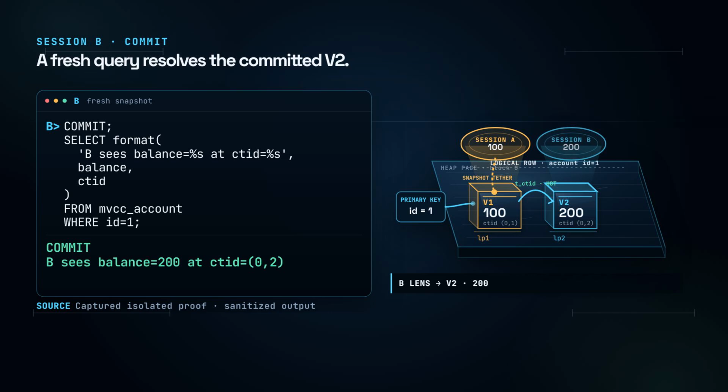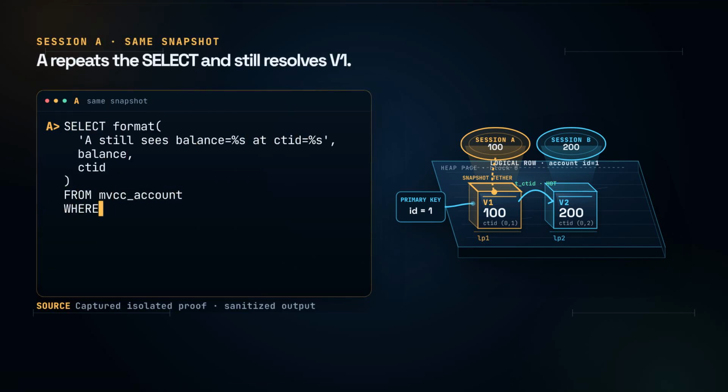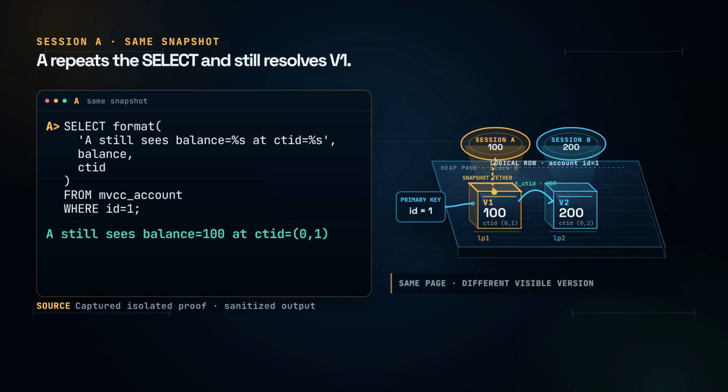Session B begins, updates the same logical row to 200, and returns. B wrote balance 200 at ctid (0,2). The update completes even though A's ordinary read transaction remains open. B commits, then selects the row again. B sees 200 at (0,2).